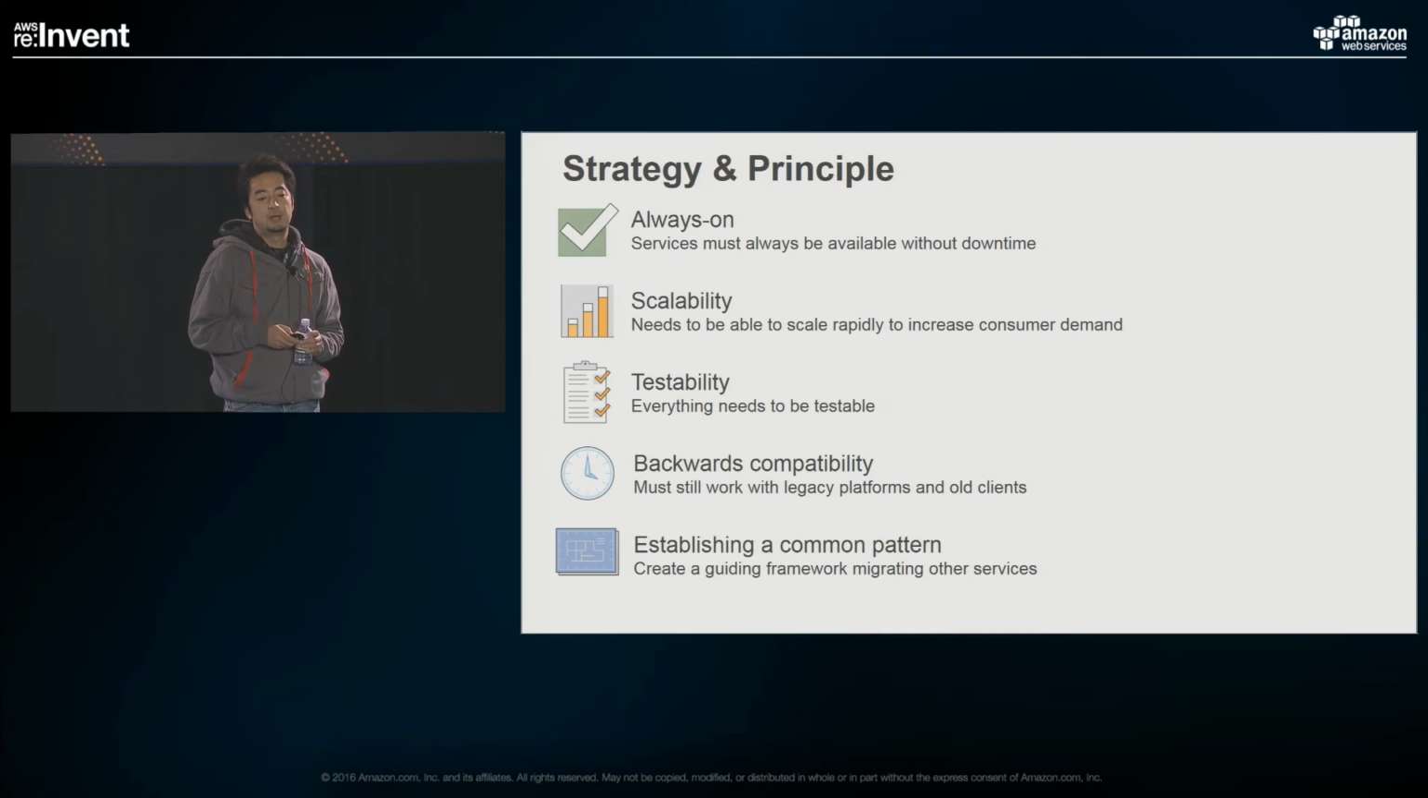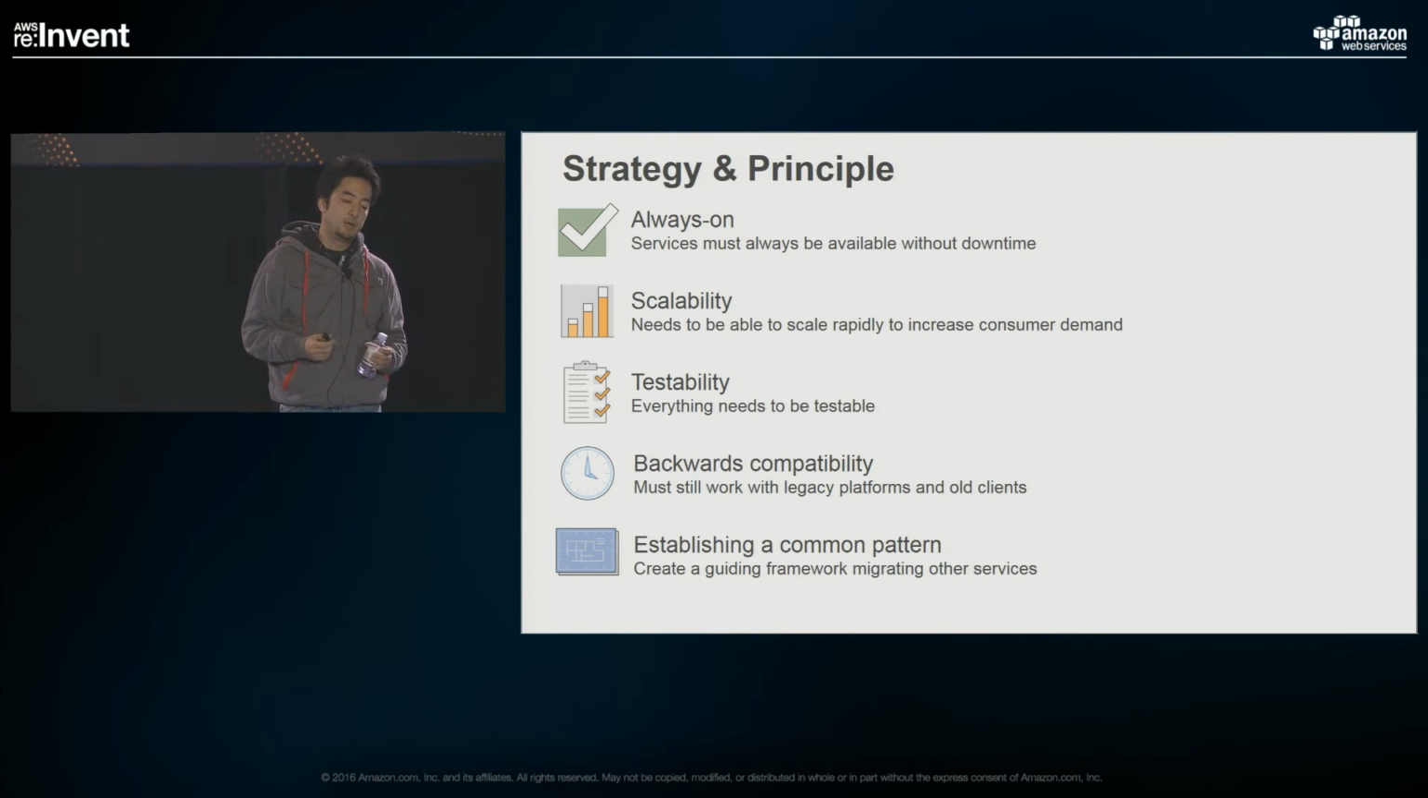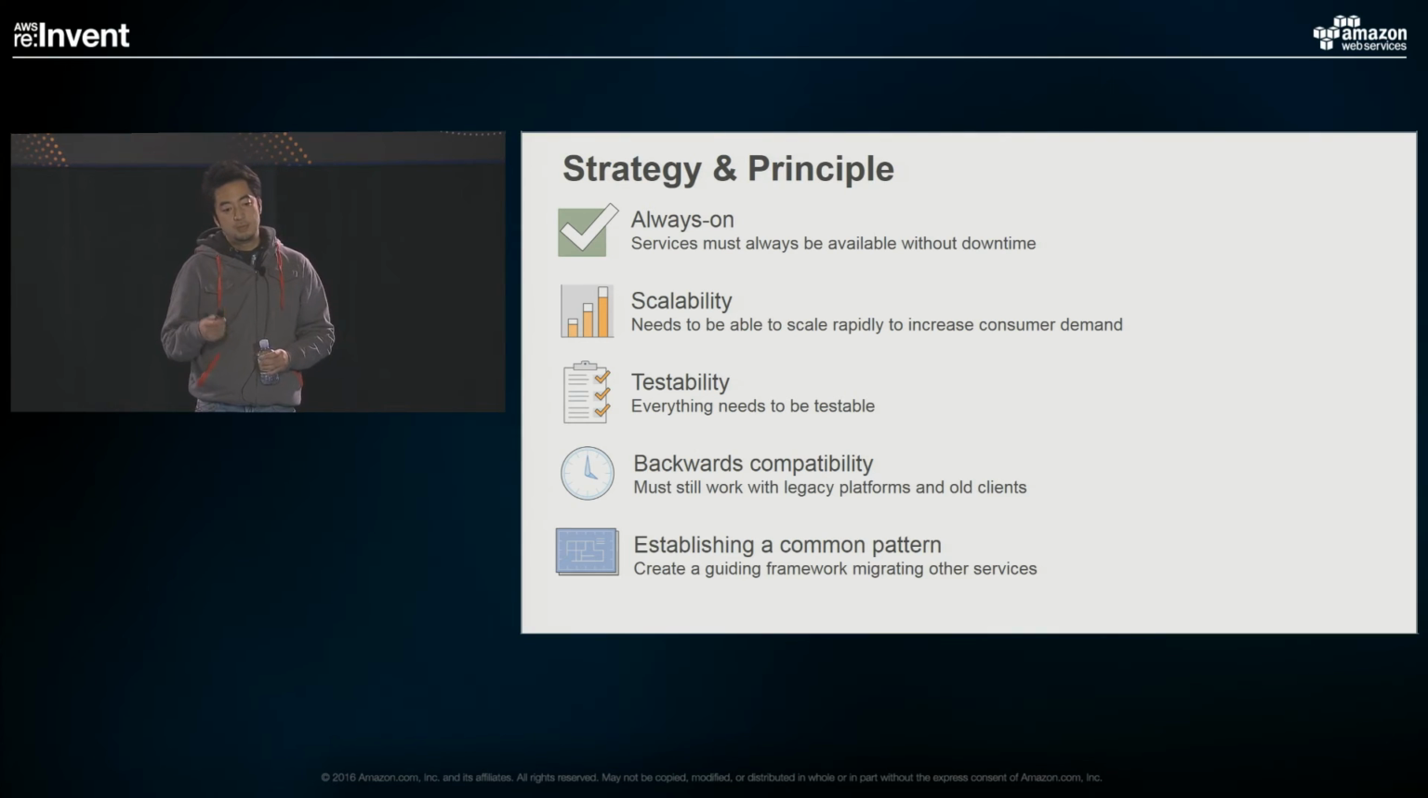Then scalability. This is also obvious, but it was the biggest reason why we migrated our system to AWS. AWS has much better scalability than on-premise. Then testability: everything should be testable.